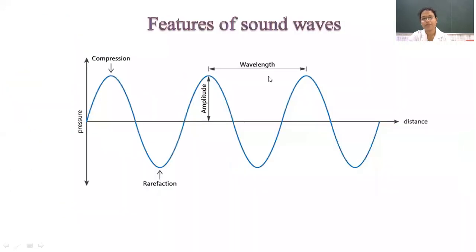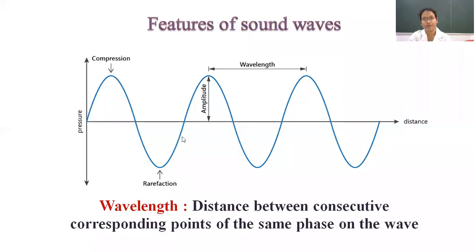So let us see some features of sound. If you see this typical sound wave, this is compression and this is rarefaction. Now wavelength is the distance between consecutive corresponding points. For example, if you take the tip of this wave, from this point to this point is the wavelength. Or from here to this point would be the wavelength. So it is the distance between corresponding points on the same phase of the wave. The height of this crest is the amplitude.